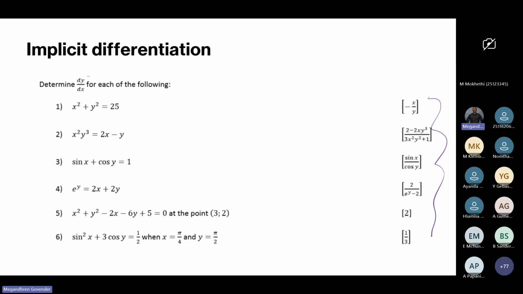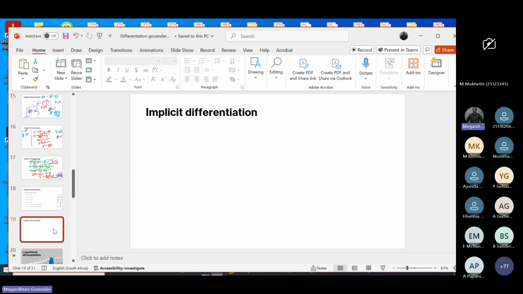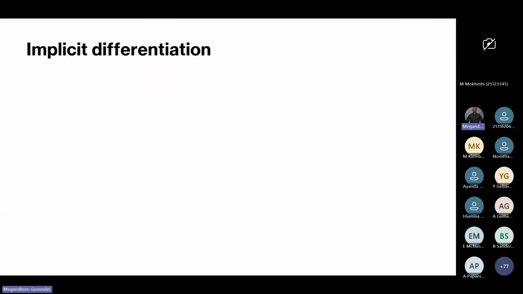Sine x plus cos y equals 1. Very quickly, let's see what we come up with. This is question number 3: sine x plus cos y equals 1. We want to find y prime. So the question would be, find y prime.